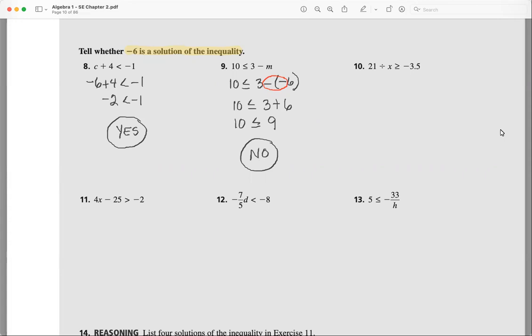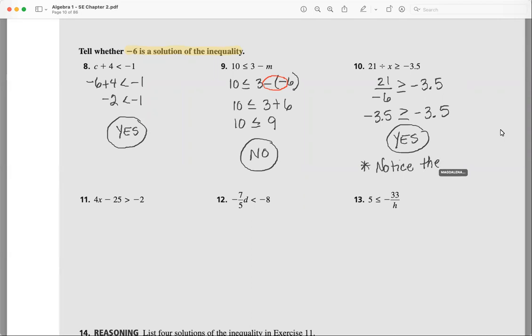Number 10. 21 divided by -6 greater than or equal to -3.5. 21 divided by -6 gives me -3.5. And this one, it's a yes. Why? You have to notice the equal sign. It's not greater, but it certainly is equal. So very important to keep track of your inequality symbols.